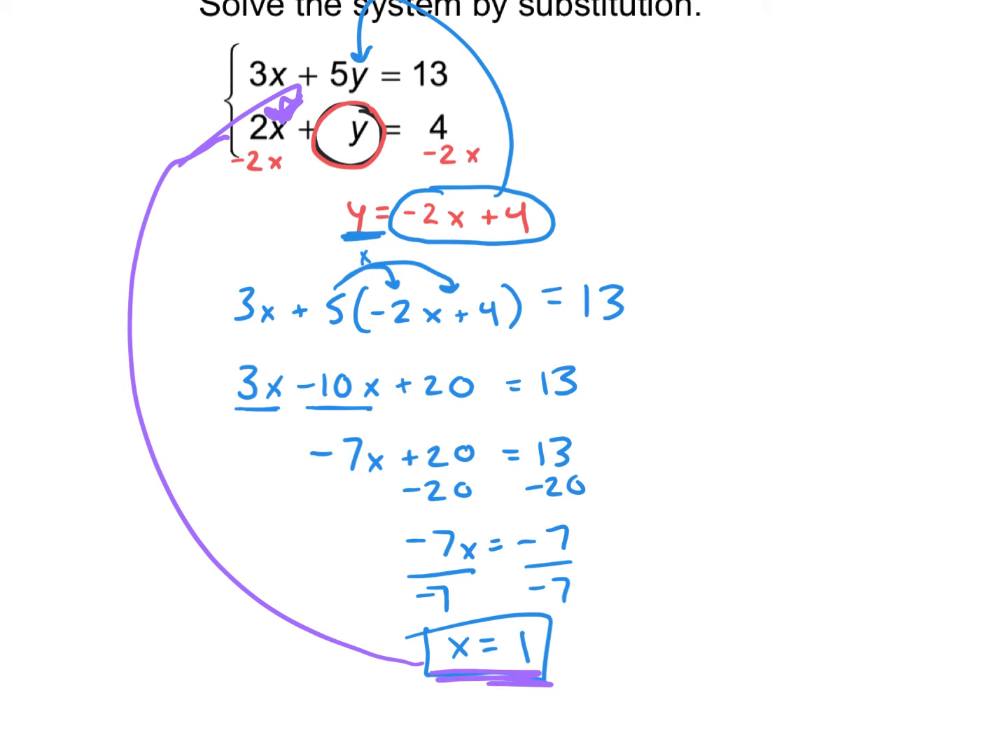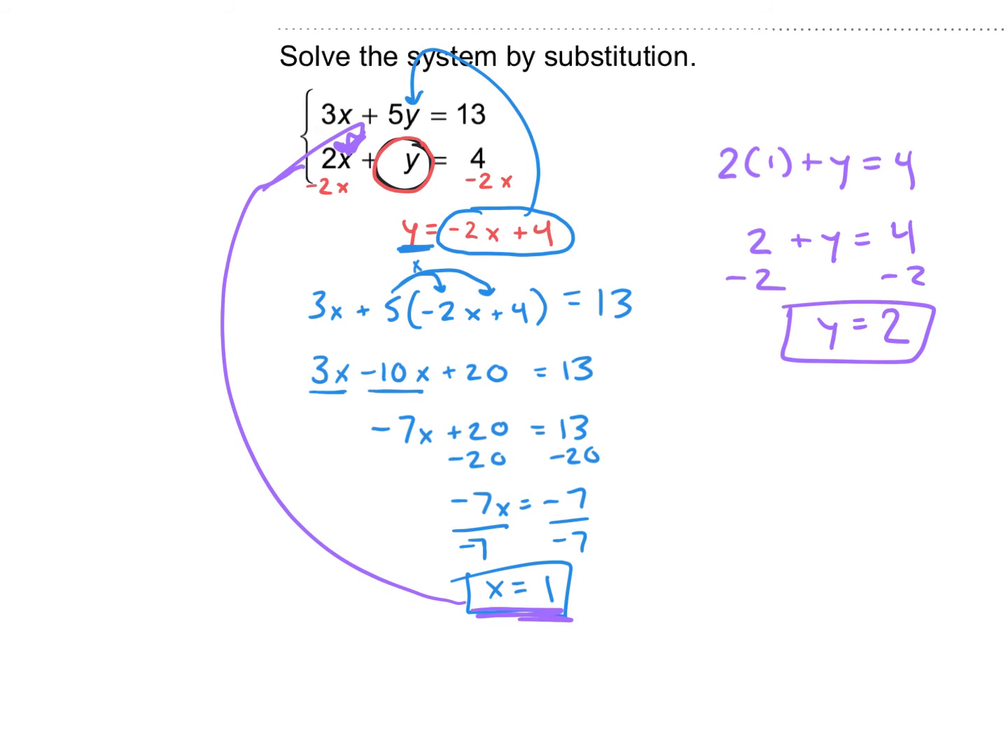So x is equal to 1. So I'm going to plug 1 in for x. So I have 2 times 1 plus y is equal to 4. What do I need to do first? 2 times 1, which is 2. 2 plus y is equal to 4. Then what should I do? Subtract 2. So y is equal to? What's 4 minus 2? Positive 2.